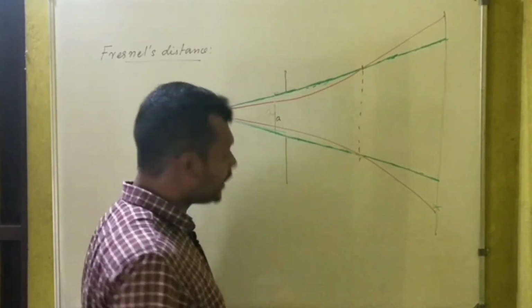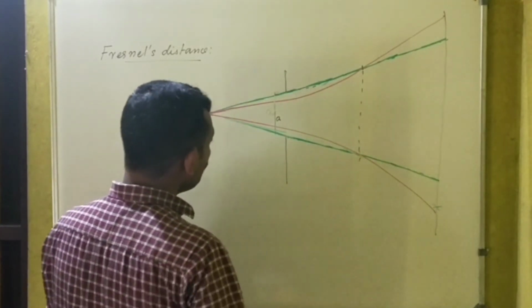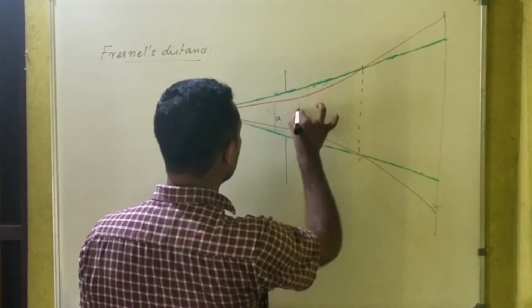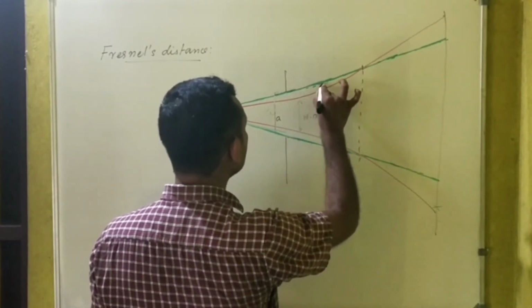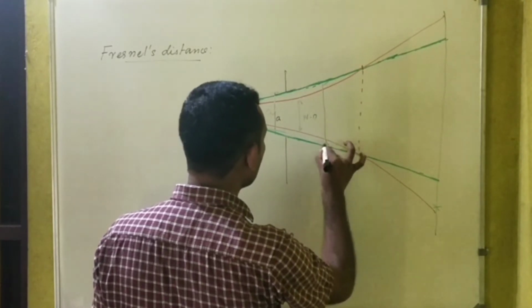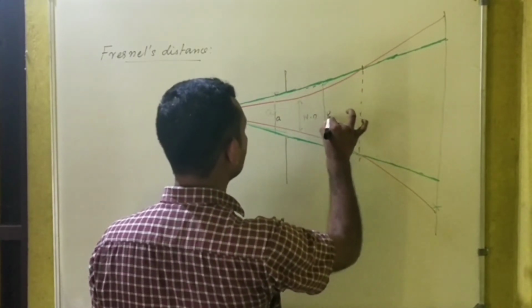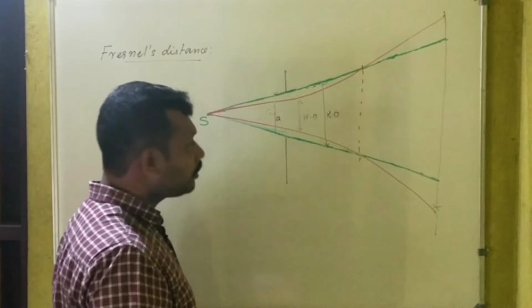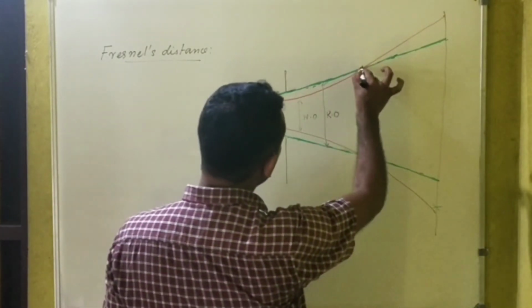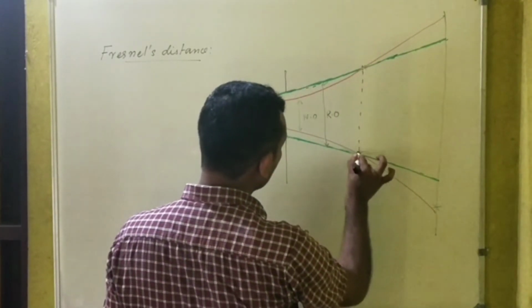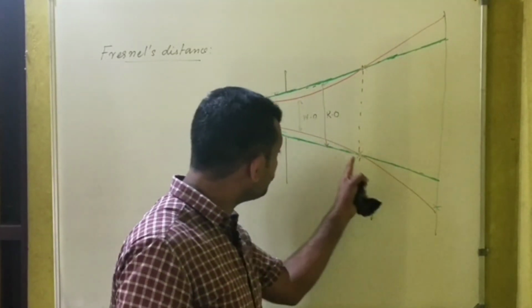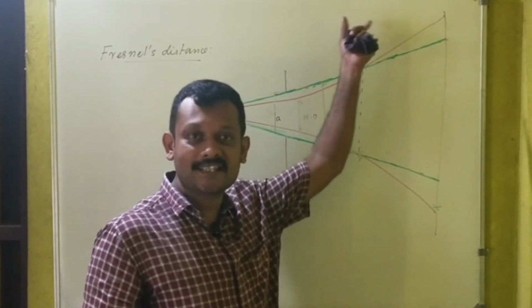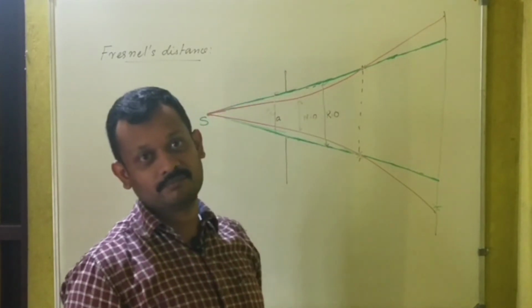That width is A. Now here, this is wave optics. This is a spread due to wave optics. This is the spread due to ray optics. So if you look at up to this dotted line, the spreading due to ray optics is more than the spreading due to wave optics.